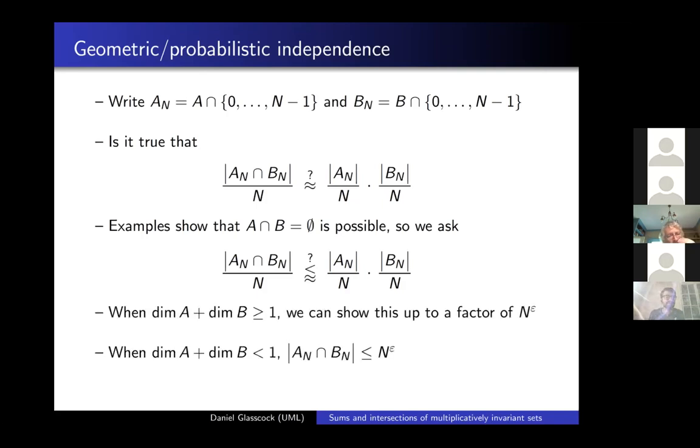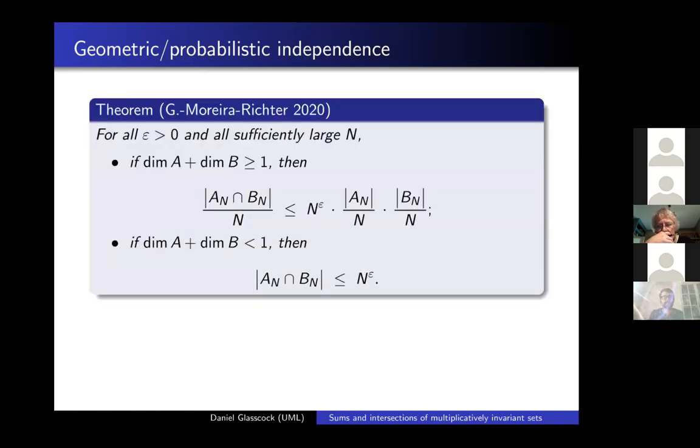And the answer is yes, we can show that this inequality is possible up to a factor of n to the epsilon. So I hope that I have time at the end of my talk to go through a bunch of open questions, which are really tantalizing. And the extent to which this is true is still an open question. But at least up to a factor of epsilon, let me tell you what we can say. This is what our theorem says. If the sum of the dimensions of our Cantor sets is greater than or equal to 1, then we have that inequality that I just put there, but I have to multiply the right-hand side by an n to the epsilon. So I'm losing a power in n.